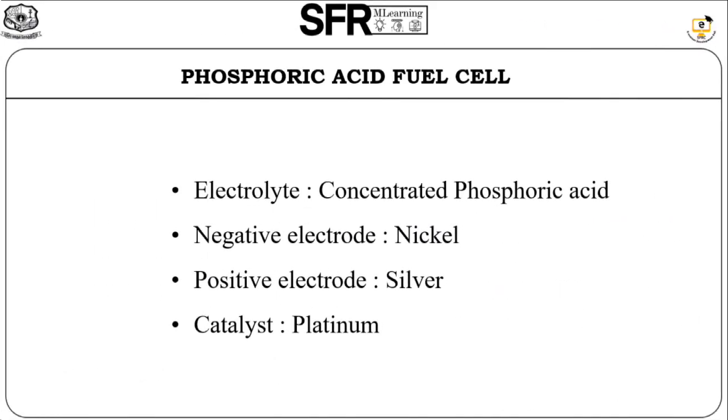Phosphoric acid fuel cell has various components. It has two electrodes, a negative electrode and a positive electrode, an electrolyte in between the electrodes, and a catalyst to speed up the reactions, which is platinum. So here the electrolyte used is concentrated phosphoric acid, the negative electrode is nickel, the positive electrode is silver, and the catalyst used is platinum.